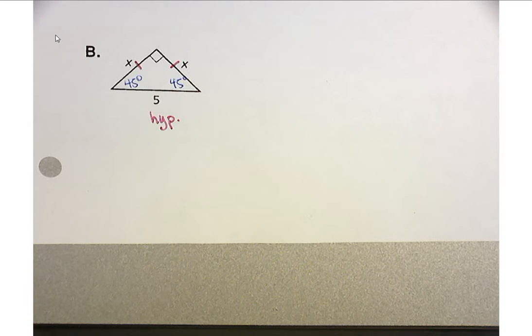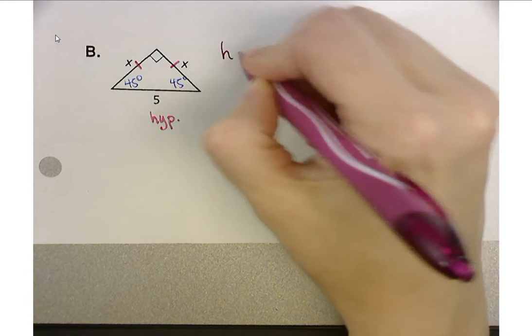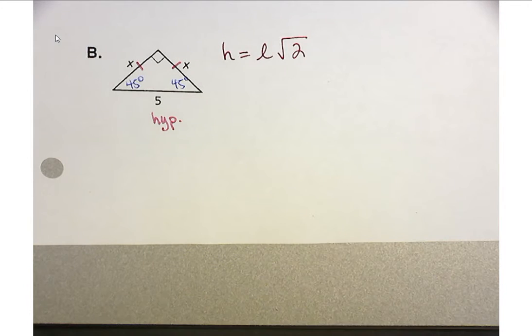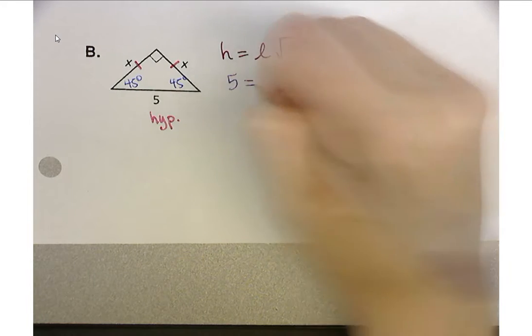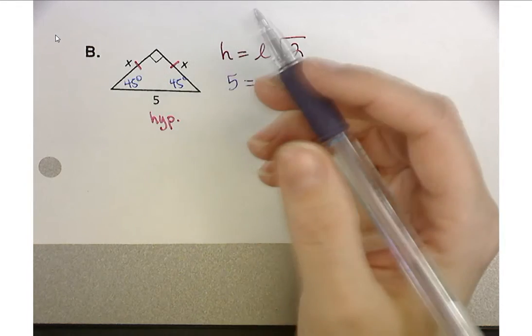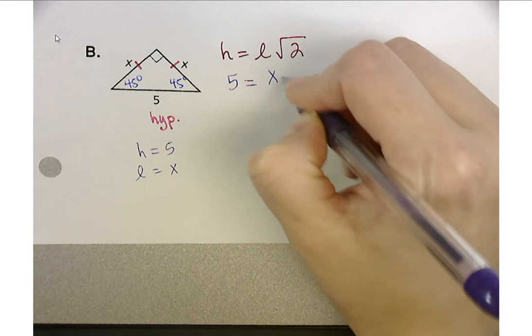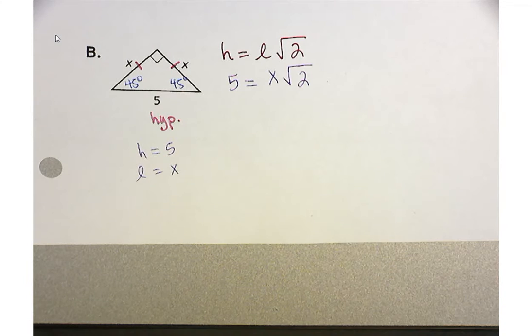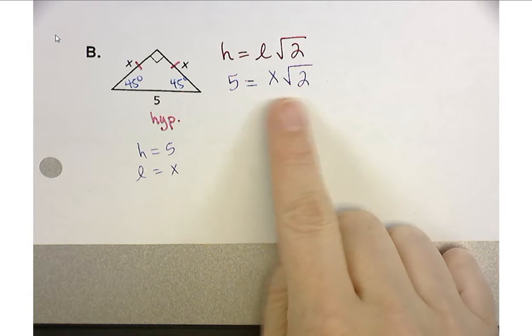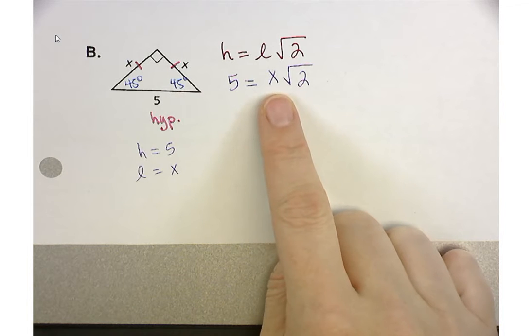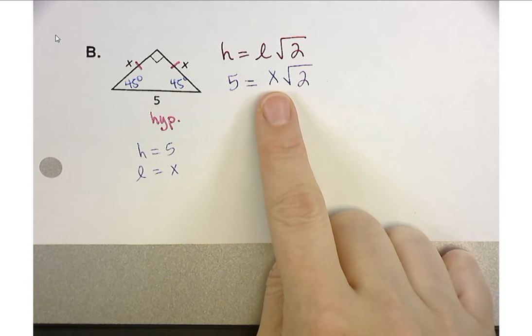Okay, so if it's a 45, 45, 90, then we can use the fact that the hypotenuse equals the length of the leg times the square root of 2. So my hypotenuse is 5. My leg is x. Okay, so h is 5. My leg is x. I am going to substitute in x because the direction asked me to solve for x. But now that I'm looking at this, it should feel familiar to you. What does this look like? It looks like number 6 from your bell work, doesn't it?